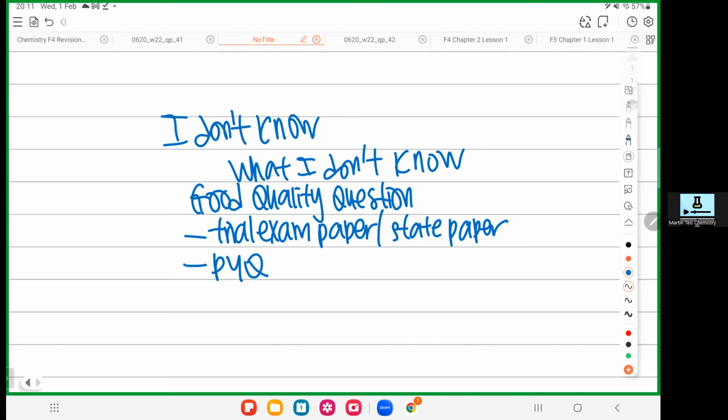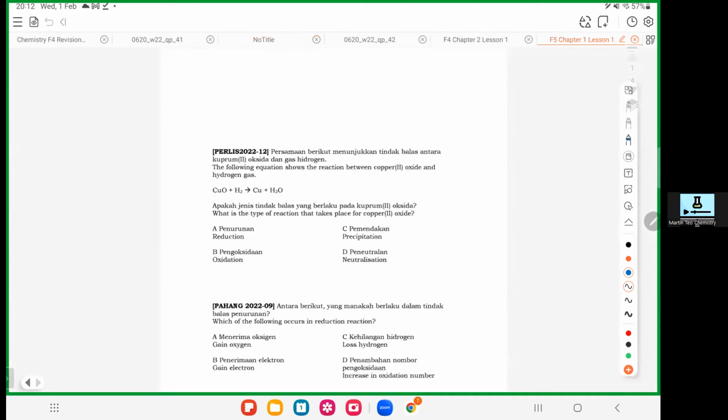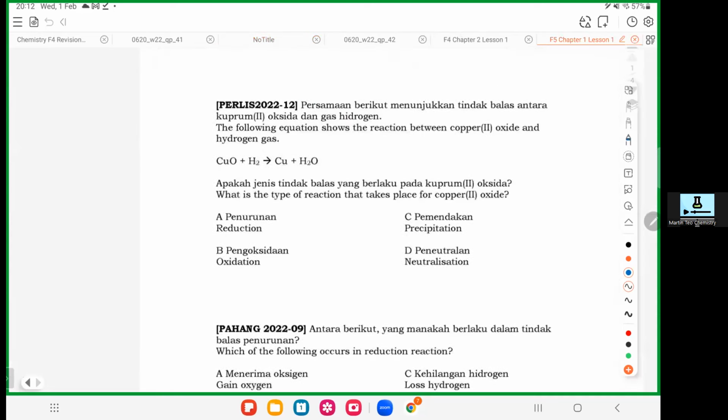It's not advisable to do questions from any reference book, because sometimes the questions might be too easy or too hard. Some students can do all the questions from reference books, but cannot do a single question in SPM. There are quite a number of students like that. So if you really want to do questions, do good quality ones, like what we will do today, like the questions from Perlis, from Pahang, all these state papers. So the quality is there. This is very important.